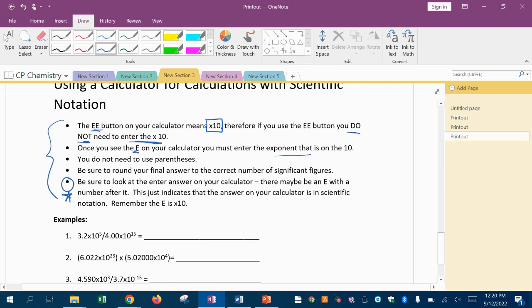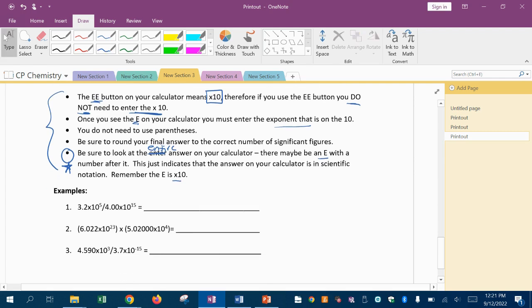We've got to get used to looking at our calculator answer. Sometimes we just look at the beginning of the number, but you need to make sure you look all the way to the end. It should say the entire answer on your calculator because there might be an E on it. And then that E, you're not going to write it down. You're going to translate it to times 10 to the exponent. So let's try a couple of these.